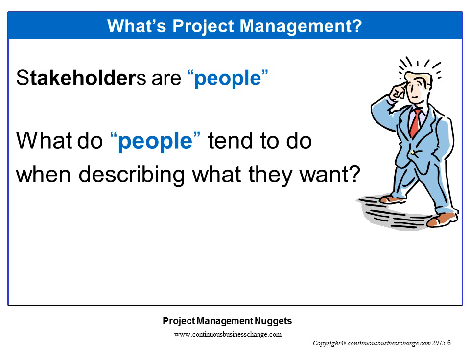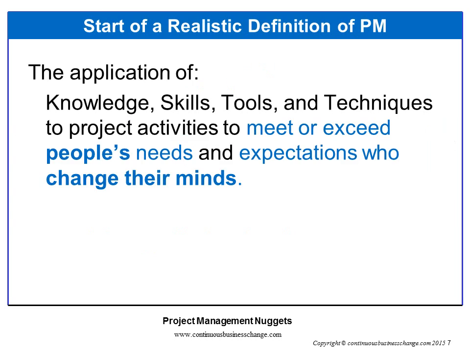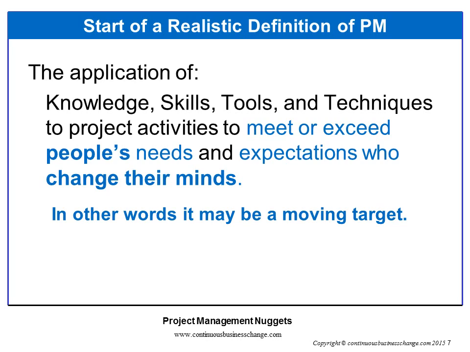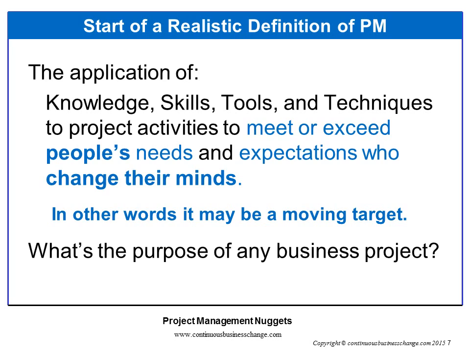Stakeholders are people. What do people tend to do when describing what they want? They change their minds. So now let's reread the definition of project management. It's the application of knowledge, skills, tools, and techniques to project activities to meet or exceed people's needs and expectations who change their minds. We'll provide a solution for dealing with the potential moving target, but first we'll focus on why we do projects.